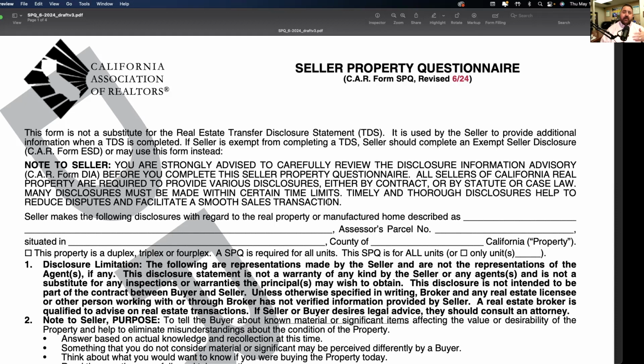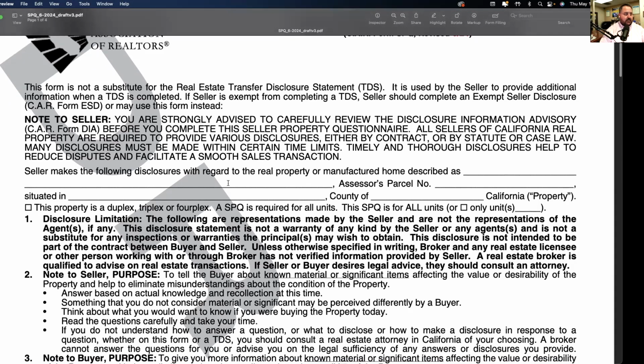And then it even gets better if, in your TDS, I can incorporate maybe a home inspection report from a previous escrow, because that becomes part of my disclosures. And it broadens that as-is definition, because now I'm telling you even more about the property. All right, so let's look at this. Seller makes the following disclosures with regard to the real property or manufactured home described as: property address, obviously, parcel number if you have it, situated in, what's the city, and the county of.